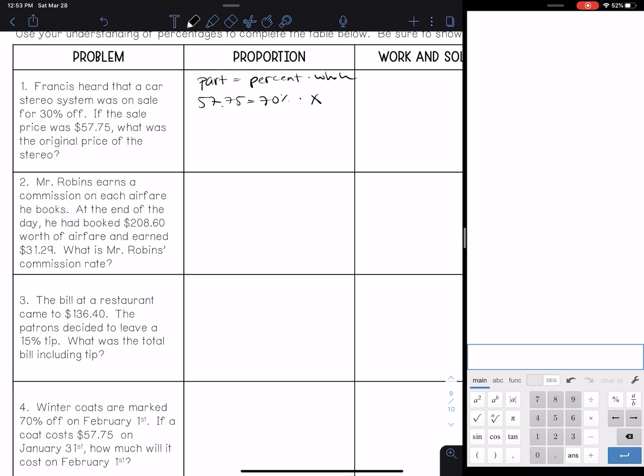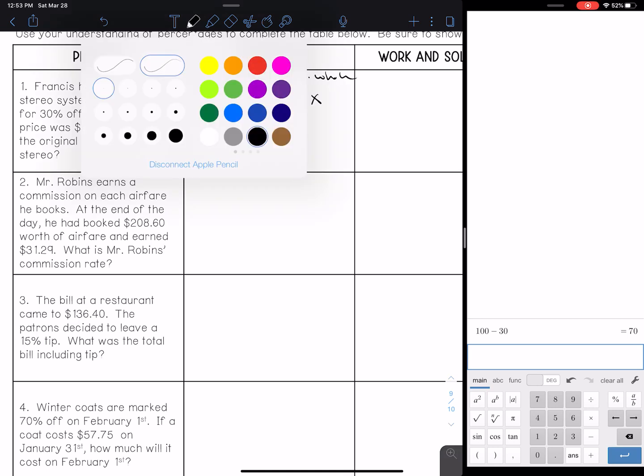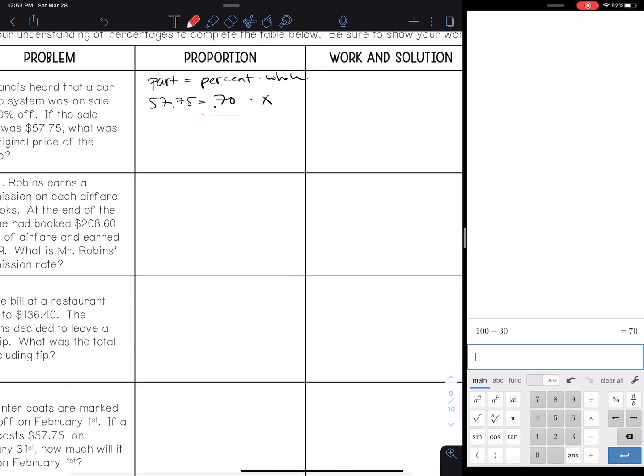Now be careful, okay? He's going to pay, and for those of you that aren't seeing it, 100% minus 30%, that's 70%, right? So 70% though, not going to work. That must be written as a decimal. So it's not 70%, but 0.70. Move the decimal to the left twice. Okay, how do you get x by itself? Divide both sides by 0.70.